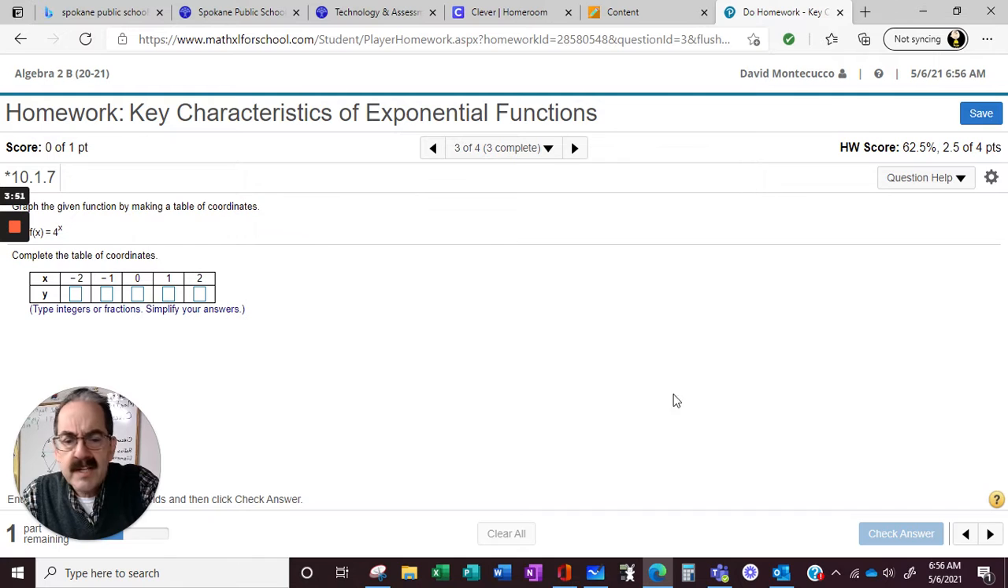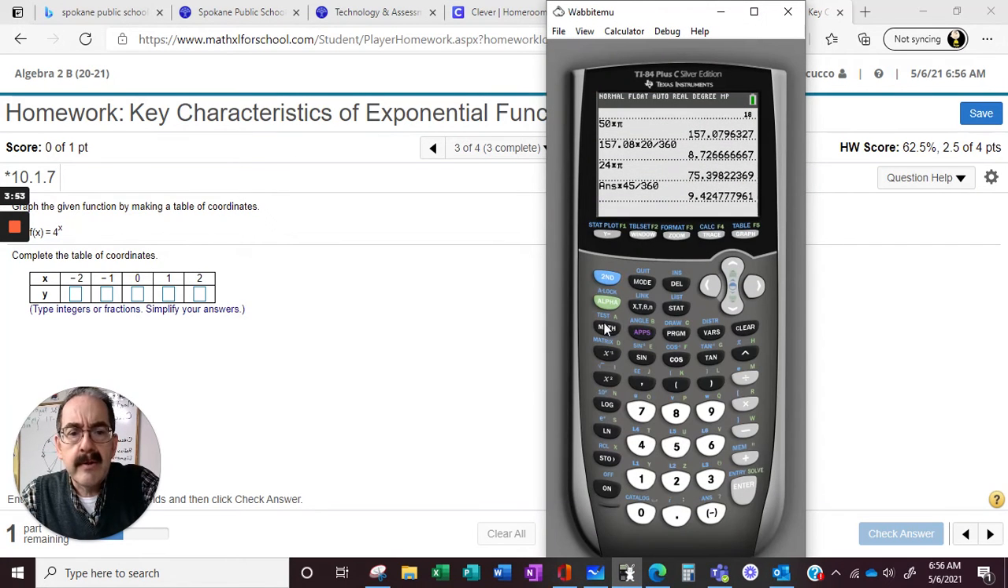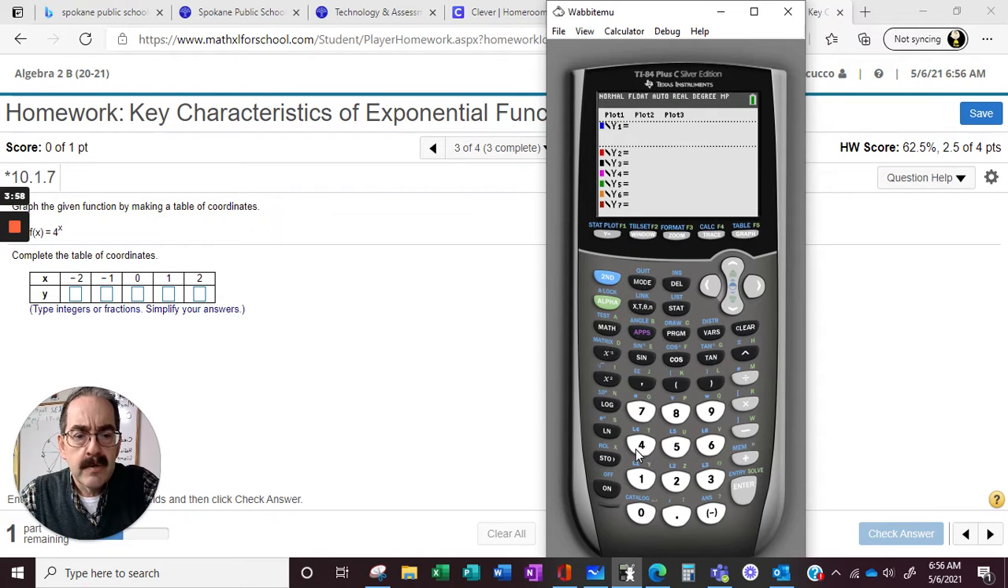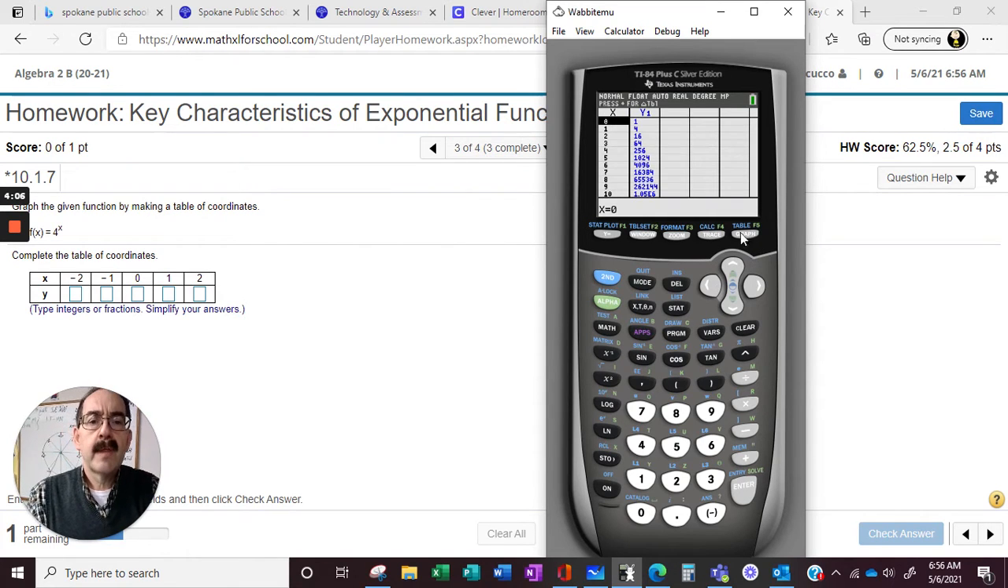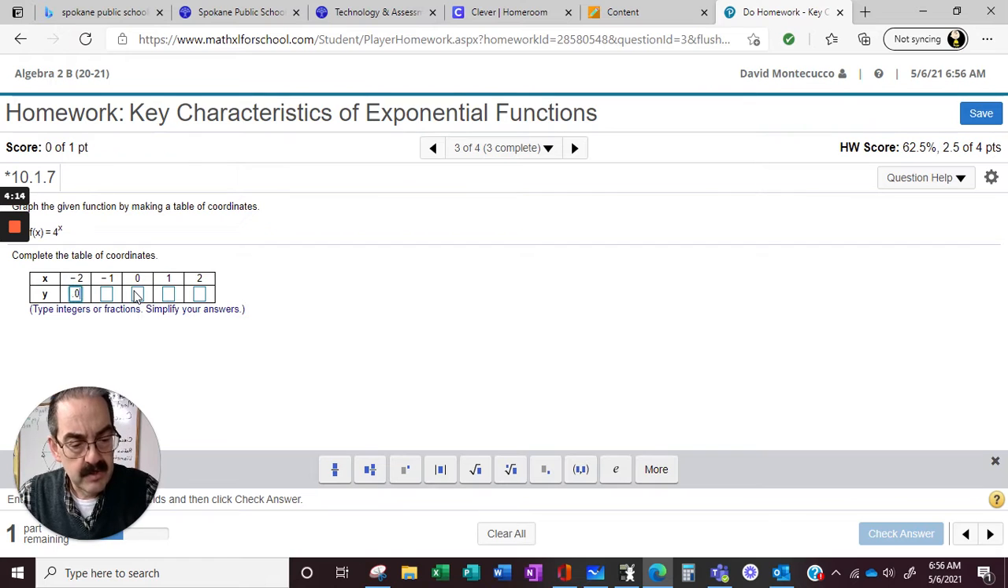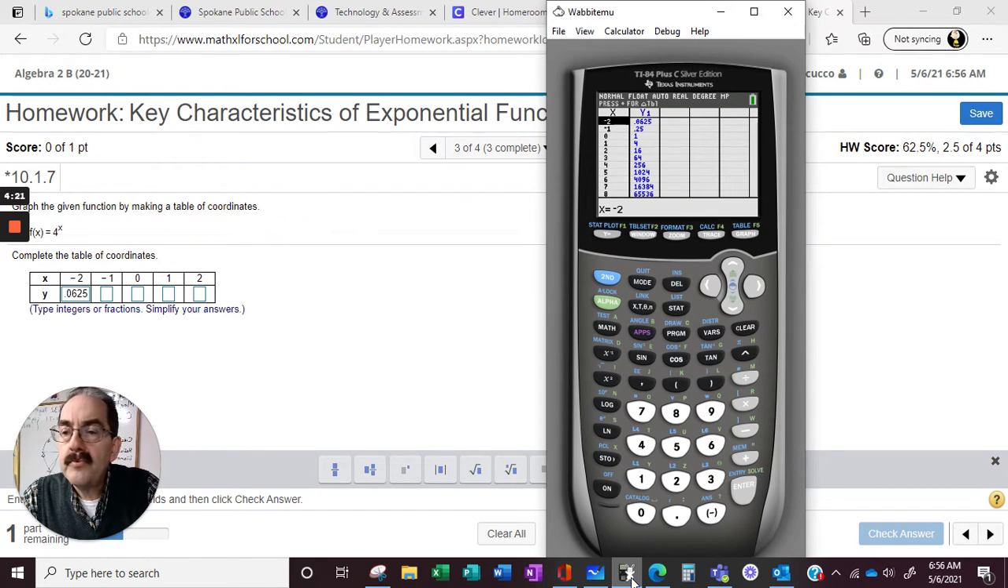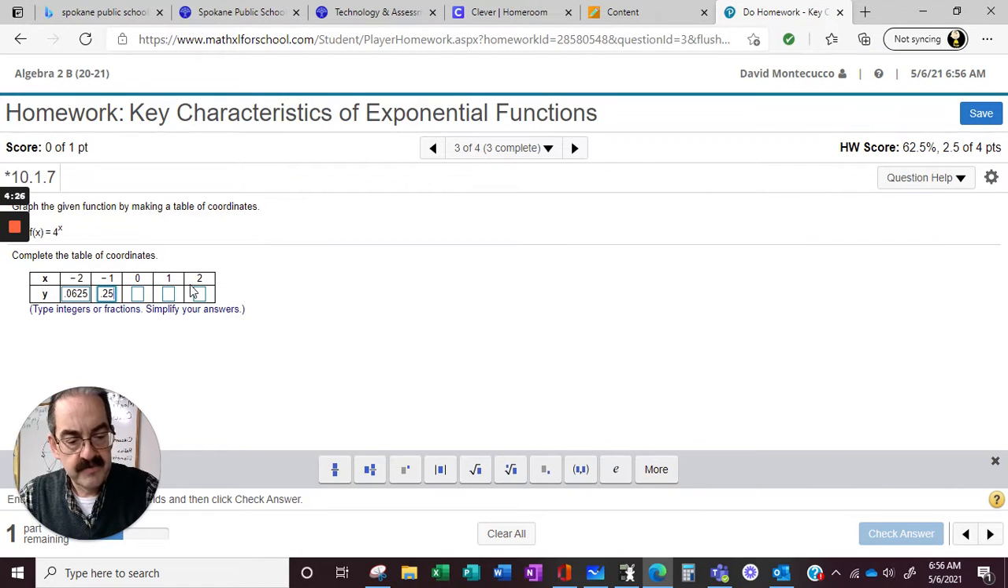Okay, 4 to the x. Let's just grab our calculator here. We'll clear it. Go to y equals. Clear, 4, caret key, to the x power. Enter. Second graph. Second table, sorry. So at -2, we've got to toggle up. 0.0625. 0.25.